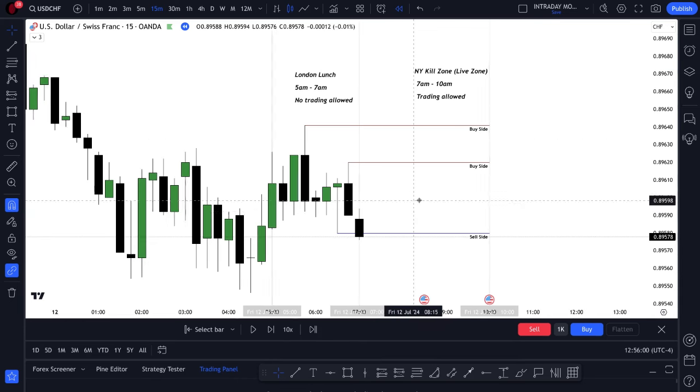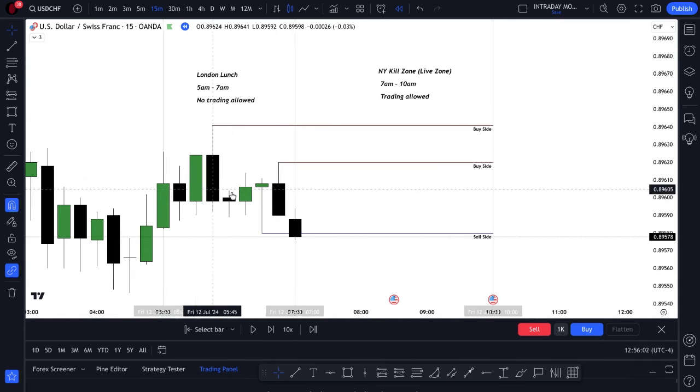We framed all our buy side and sell side liquidity pools between that little small window of time between London and New York. And you can see at 7 a.m., price comes down and takes out this swing low. So there is a purge on sell side liquidity prior to the news event.